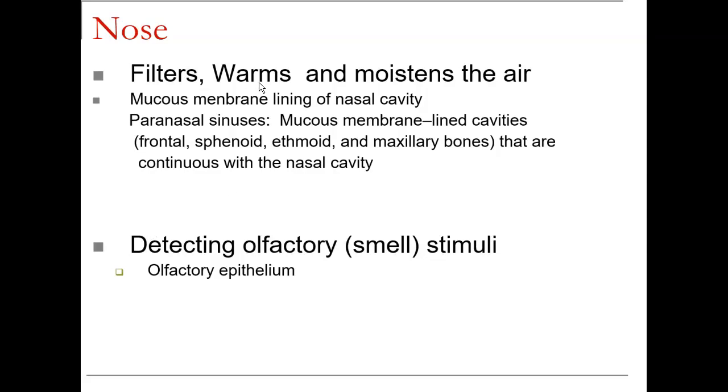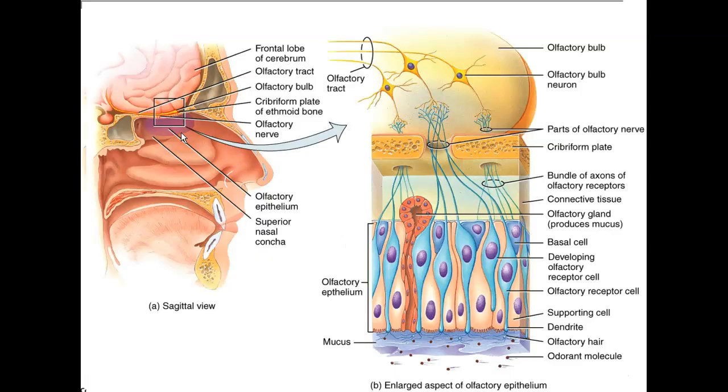So here it is spelled out. The nose filters, warms, and moistens the air, and also detects smell. And here we see a reminder from 212 where those olfactory receptors are. They're in the roof of your nasal cavity, in the so-called olfactory epithelium. Here they are in blue. These neurons respond to odorous molecules with action potentials, with nerve impulses.